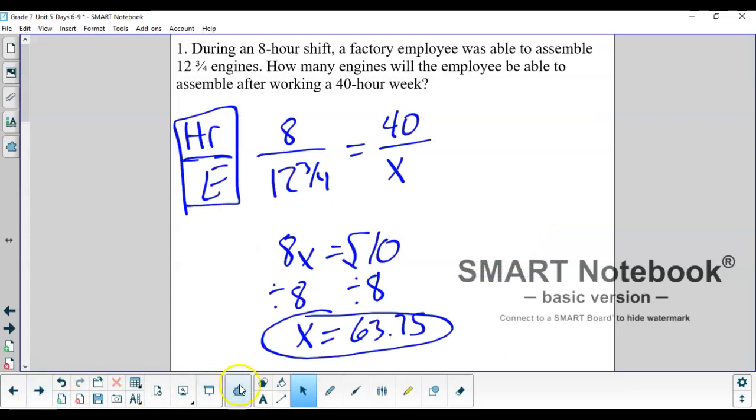Okay, going over the warm-up. So here we go. Number one, we had an 8-hour shift and the employee was able to assemble 12 3/4 engines. So right there, the first sentence is going to give me my ratio. I'm comparing hours to engines. So in the first sentence, they talk about being able to do, in an 8-hour shift, 12 3/4 engines. The question wants to know if we had 40 hours, how many engines would the employee be able to put together? So we cross multiply, we'll do 8 times x, which gave us the 8x.